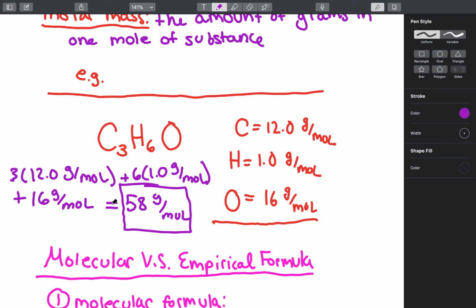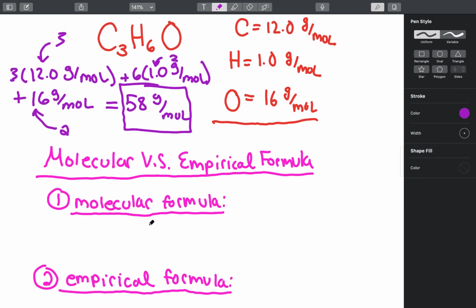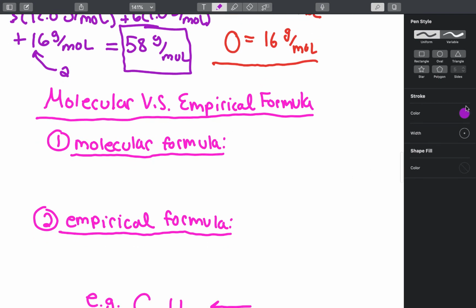So let's just make sure we have the correct number of sig figs. We have 3 here, we have 2, and we have 2 here. So therefore our final answer should also have 2. Okay, so now that we have an understanding about the mole and molar mass, we can now get into molecular versus empirical formulas.